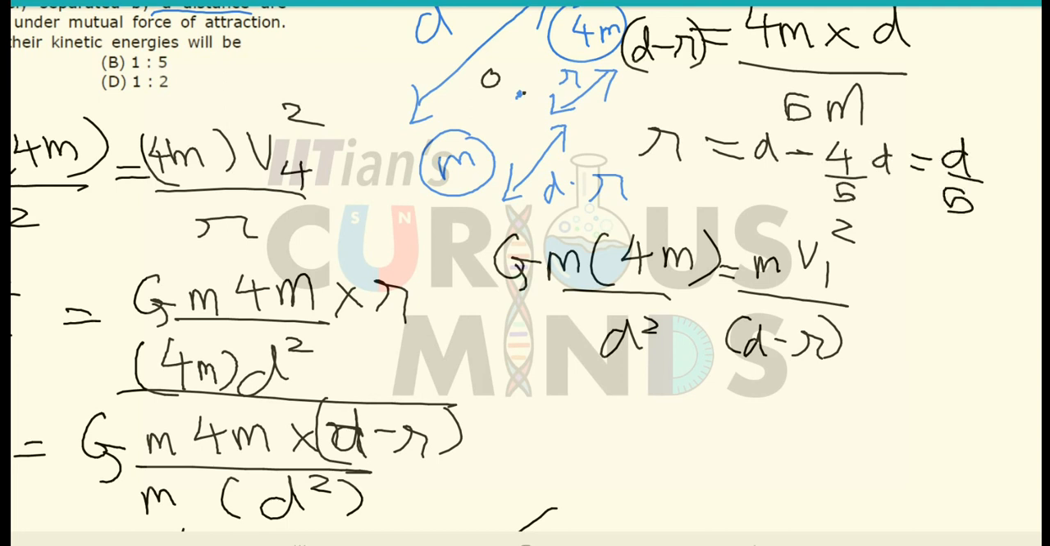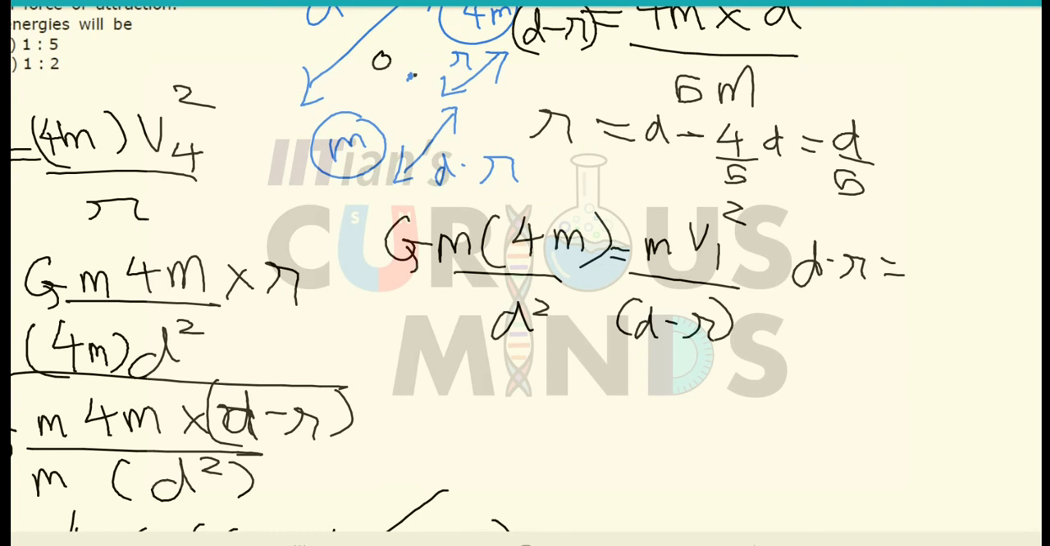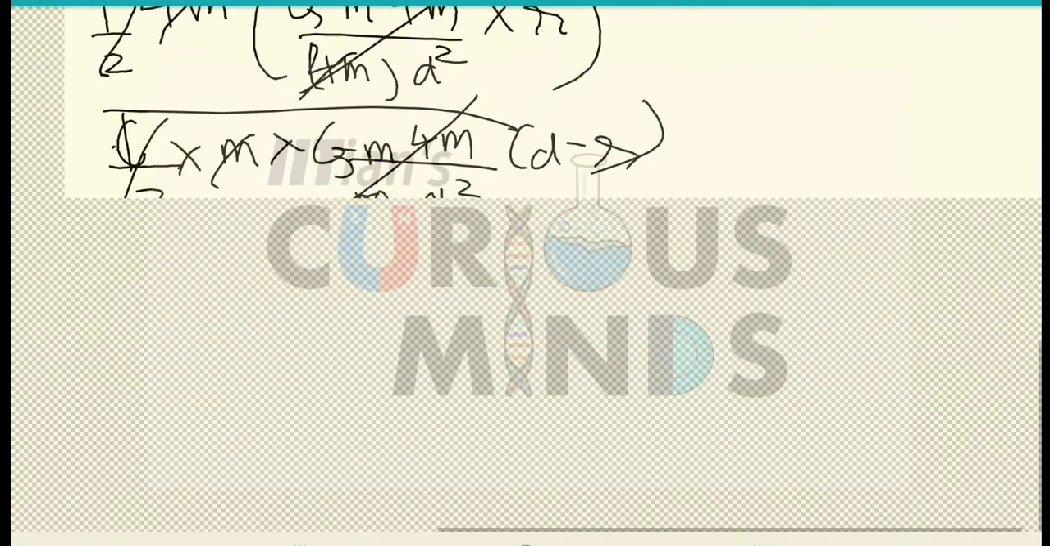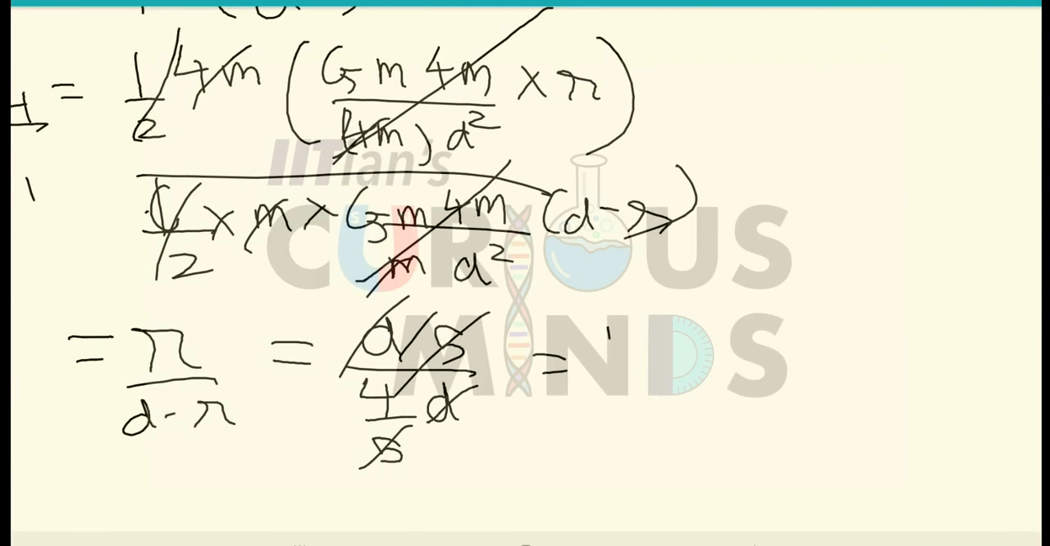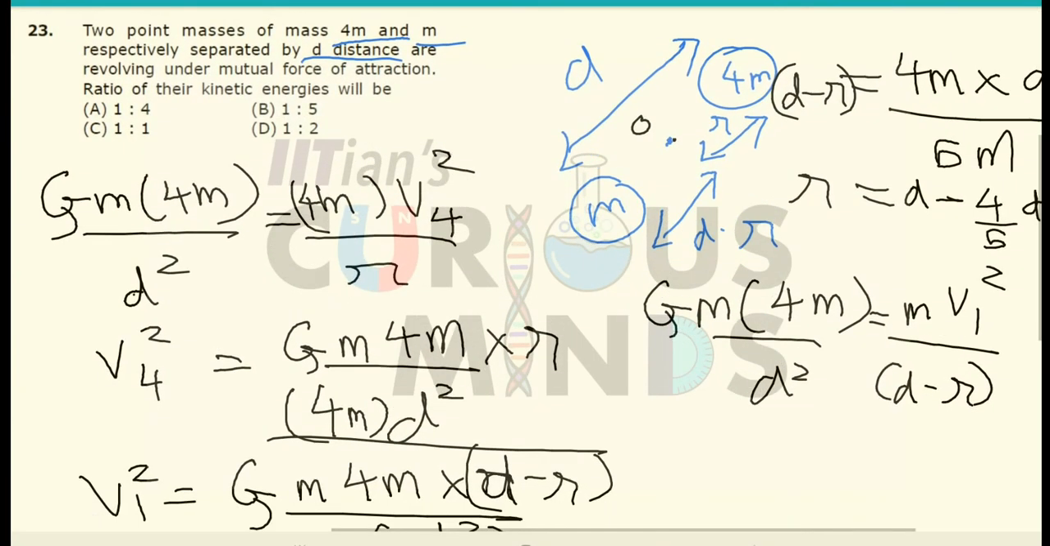So r over here is equal to d by 5, and d minus r will be equal to 4 by 5 into d. So d and d will get cancelled out, 5 and 5 will get cancelled out, and the ratio will come out to be 1 by 4. So the ratio of their kinetic energies will be equal to 1 by 4, that is option A, assuming that they are rotating about their own center of mass.